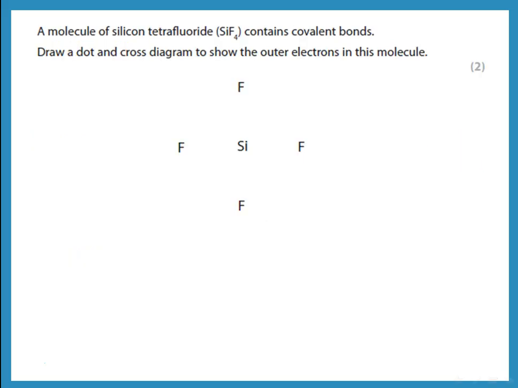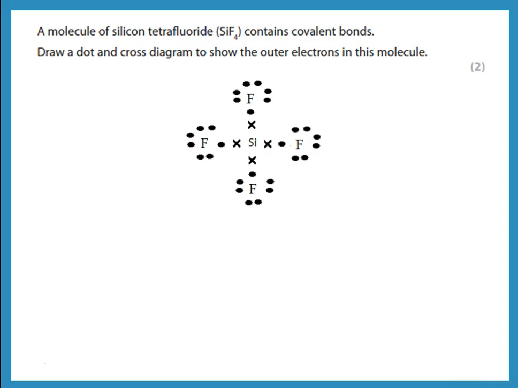Okay, for any question, then he says draw a dot and cross to show the outer electrons. Remember that fluorine is in group 7, so it has 7 and it needs 1 more, so it will donate 1 and share 1 with the silicon. The silicon is in group 4, so it has 4 electrons and it needs 4 from the 4 fluorine atoms around it. Do not forget to put in the rest of the 7 electrons for each fluorine.